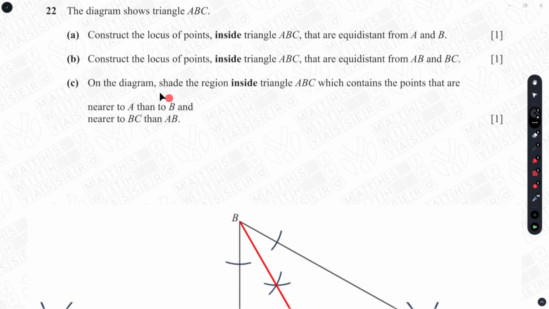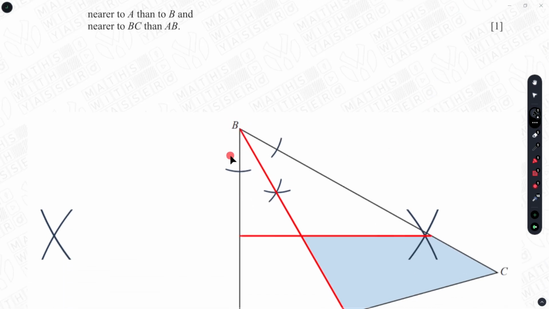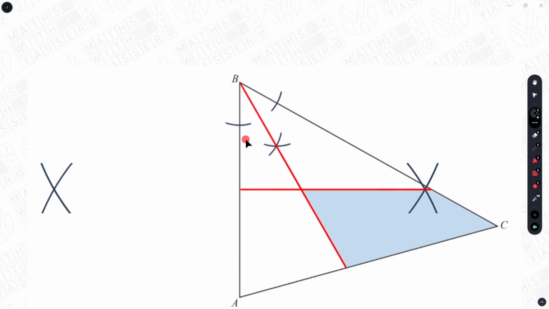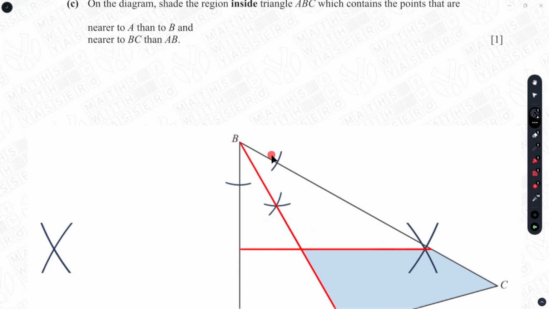Then it says, construct the locus of points again inside triangle ABC that are equidistant from AB and BC. That means we just have to bisect the angle B, and for that, this will be the locus of the points. And of course, we must make sure that the locus of the points remain inside the triangle ABC.